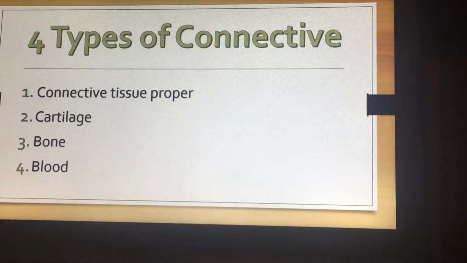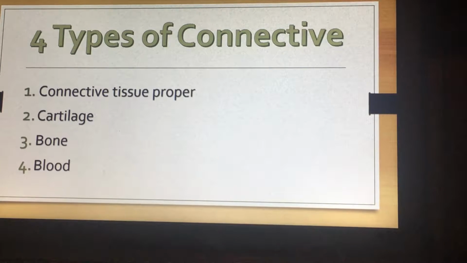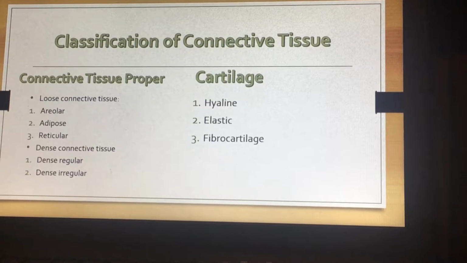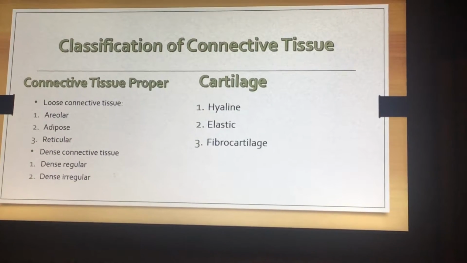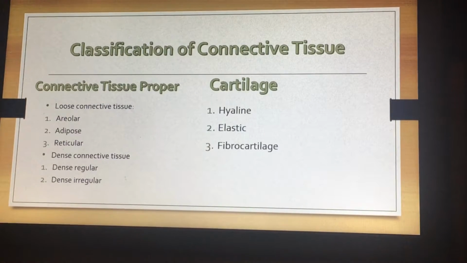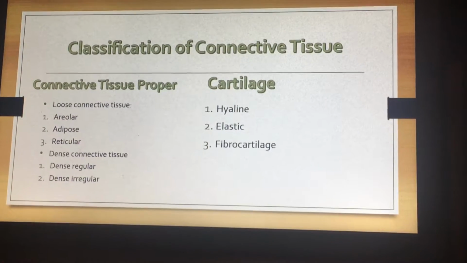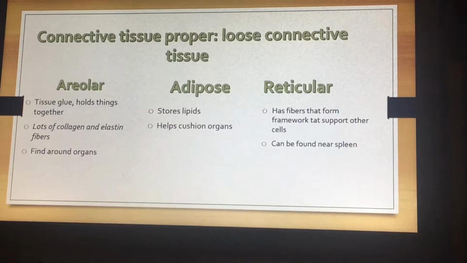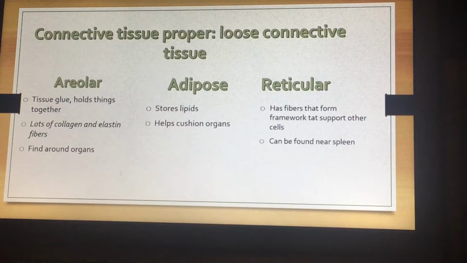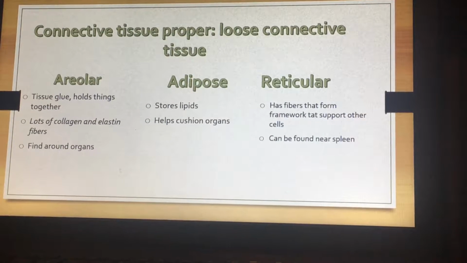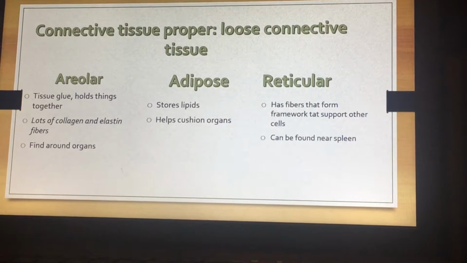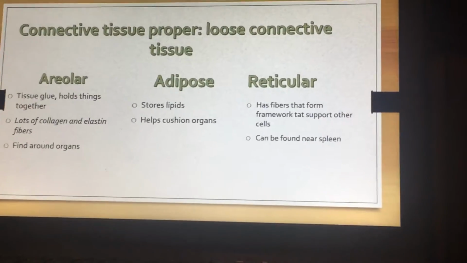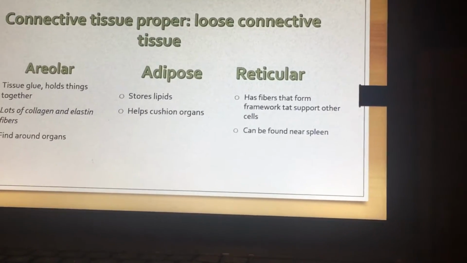4 types of connective tissue: connective tissue proper, cartilage, bone, and blood. Classifications: connective tissue proper can be broken down into 2 subdivisions: loose connective and dense connective, while cartilage has 3: hyaline, elastic, and fibrocartilage. Loose connective tissue has areolar, adipose, and reticular. Areolar tissue is like a tissue glue, has a lot of collagen. Adipose tissue stores lipids, and reticular has fibers that form the framework that supports our cells.